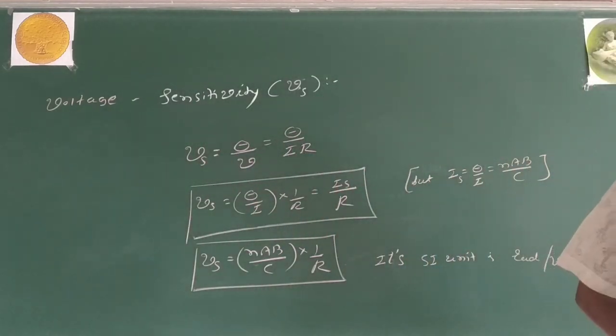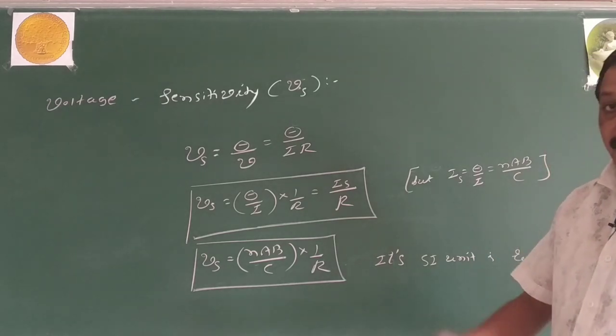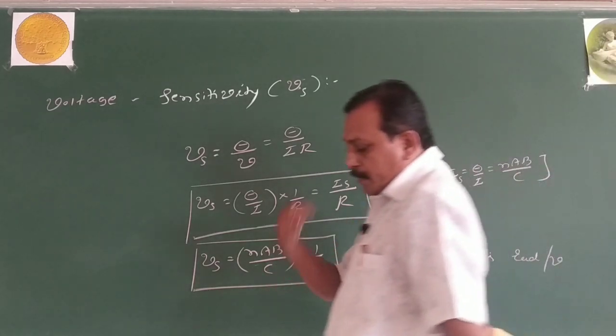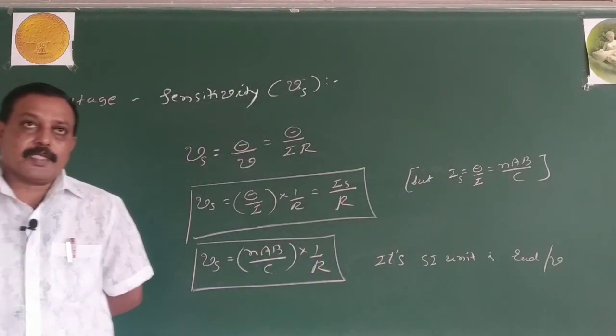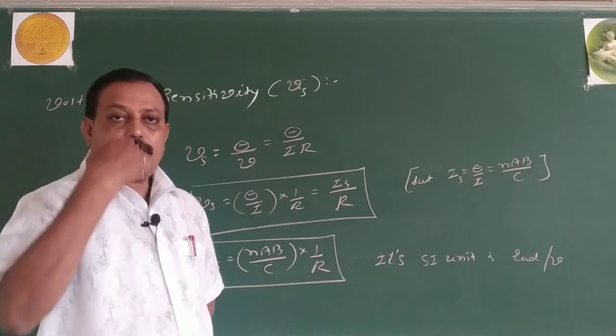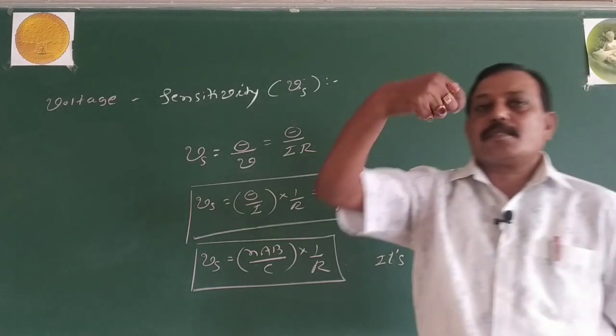Then it has its own drawback. Because of its high sensitivity, we cannot send a large amount of current. If we send a large amount of current, more deflection is produced, so more twist is created. Because of that more twist, there will be chances of cutting the suspension strip.